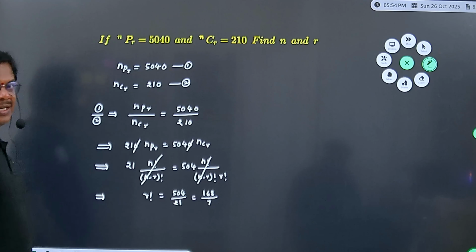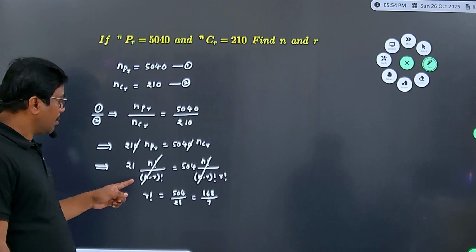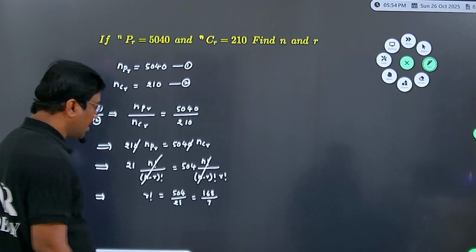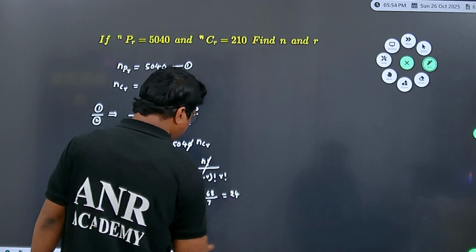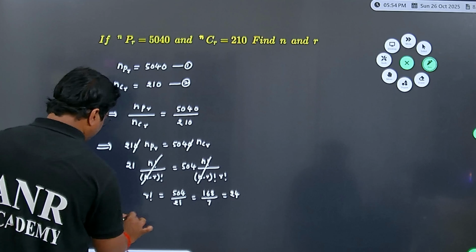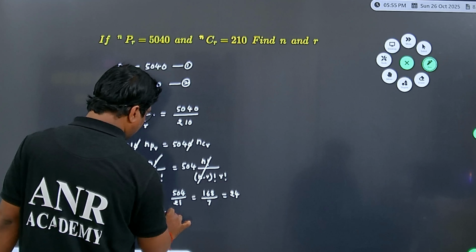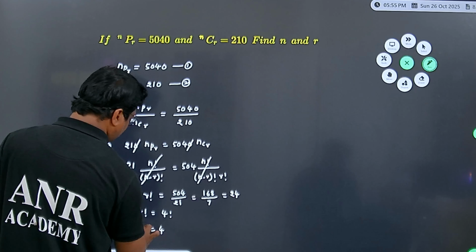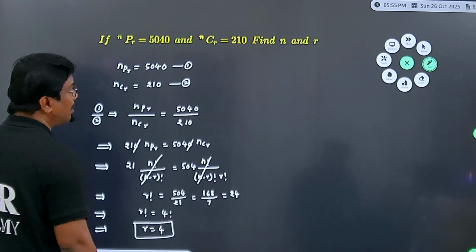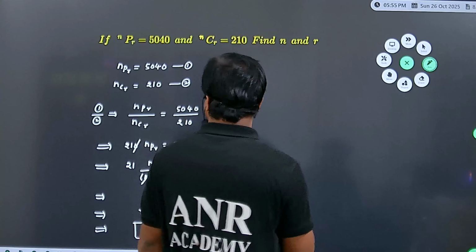3 sevens are 21, so 168 by 7 we get. r factorial becomes 168 by 7, which gives 24. This implies r factorial value 24 is written as 4 factorial, and hence the value of r equal to 4. That is the answer, but we need to find r as well as n.